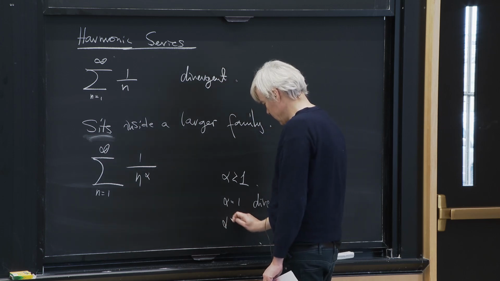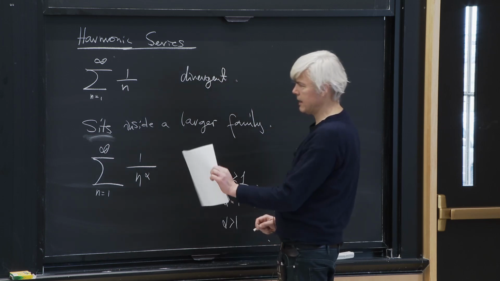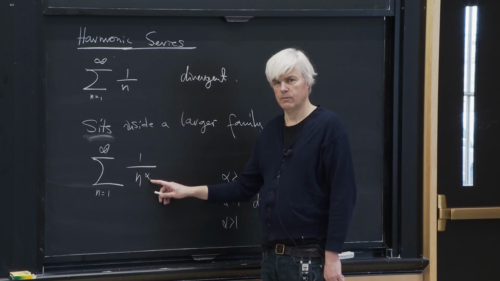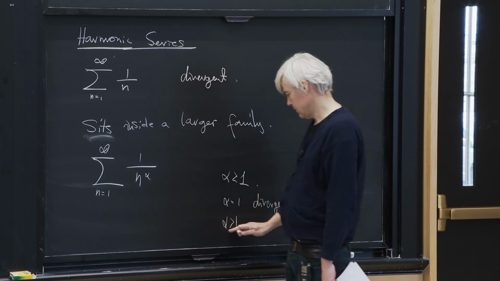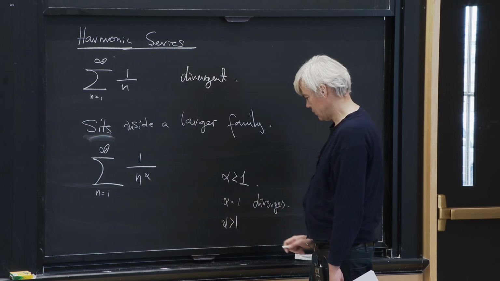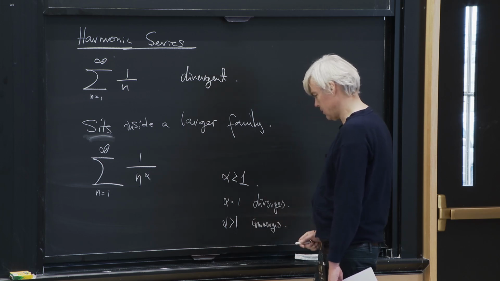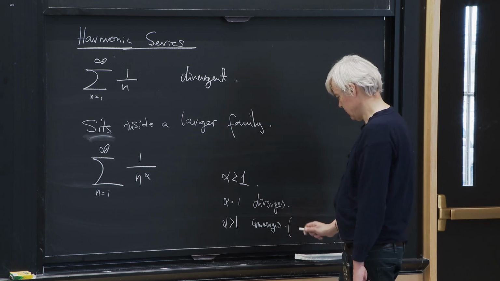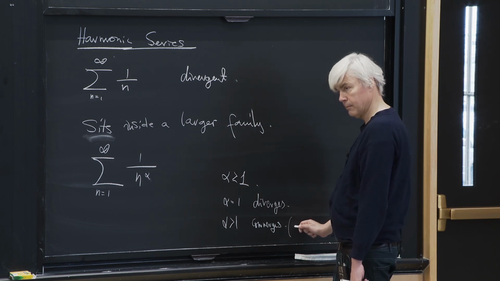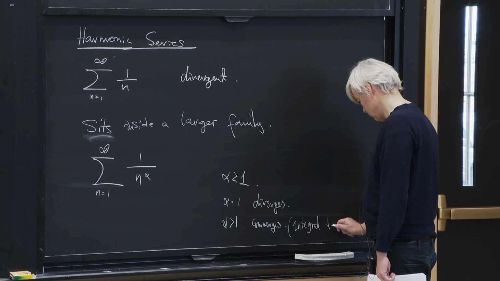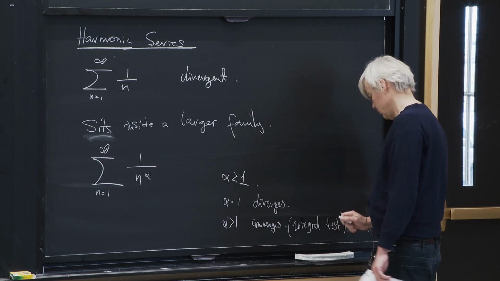And when alpha is strictly bigger than 1, well, last time we just saw one example of this when alpha was equal to 2, and we saw that it converged. But in fact, you can prove that for any alpha strictly bigger than 1, it does converge. The typical thing to use there, and we'll talk about that in some later lecture, is what's called the integral test.